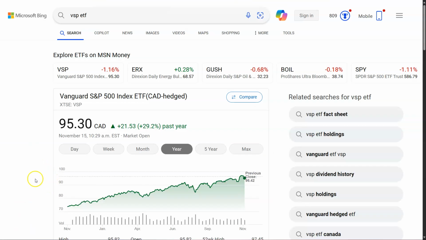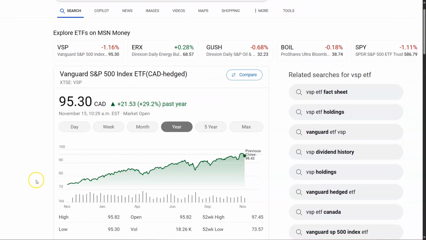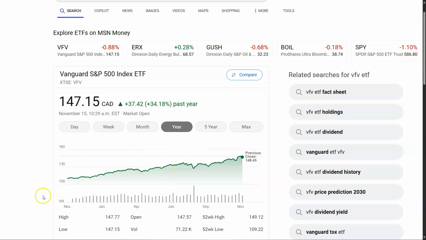I just want to illustrate this difference over a significant period of time so we can see how these ETFs with the same holdings have fared against one another. So if we take a look here at VSP, the hedged version of the S&P 500 over a one-year term, we can see that it's increased in value 29.2%. So let's take a look at VFV and compare. VFV over the same one-year time period has gained 34.1%. So there's a differential of around 5%.